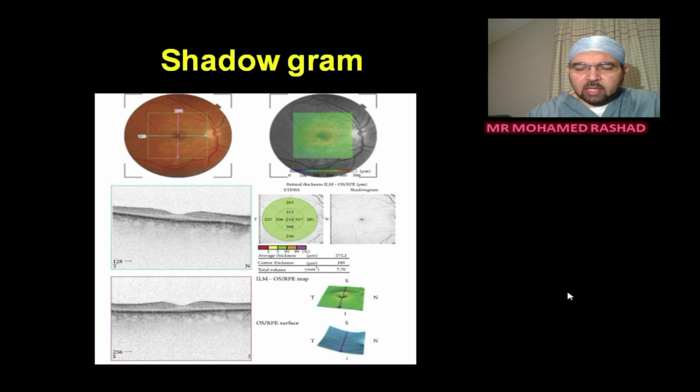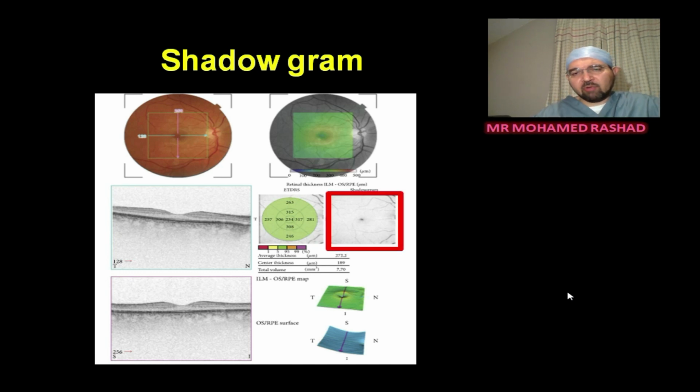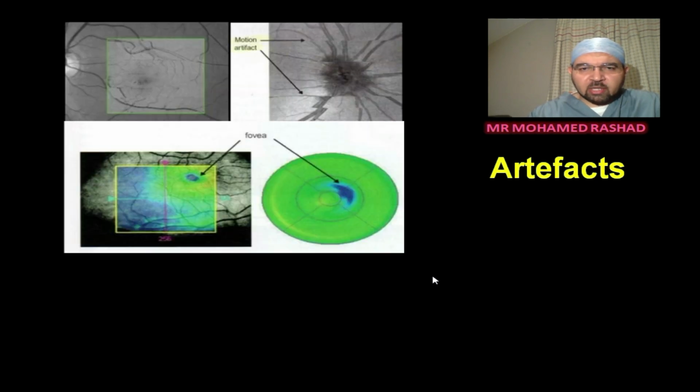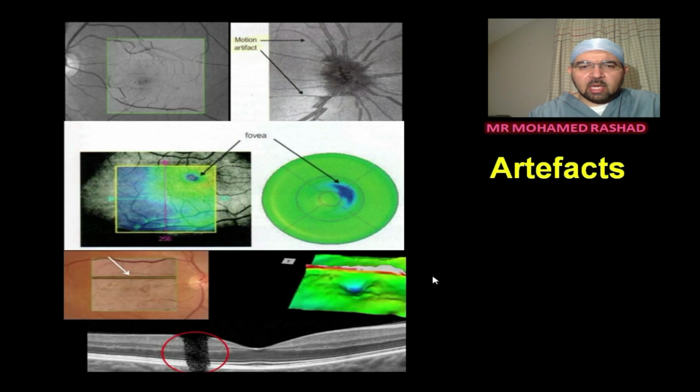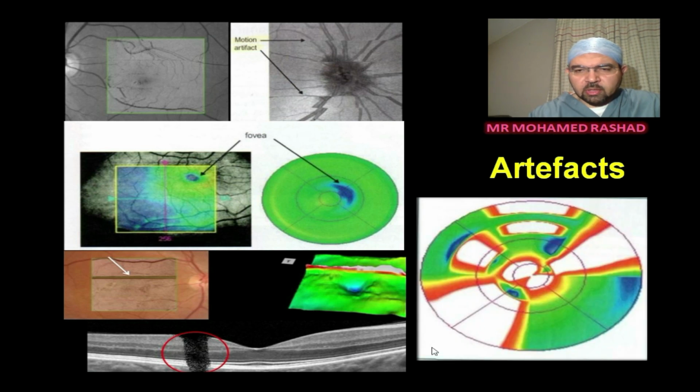The shadowgram as well in other machines is very important to have a look at first to make sure that there are no optical abnormalities during taking the scan. And if it is clear like in this case, you can analyze the scan without artifacts. The common artifacts that you can see first are the motion artifact, the off-center artifact, and the blinking artifact here, and then sometimes the software is not working properly, which we call software breakdown.